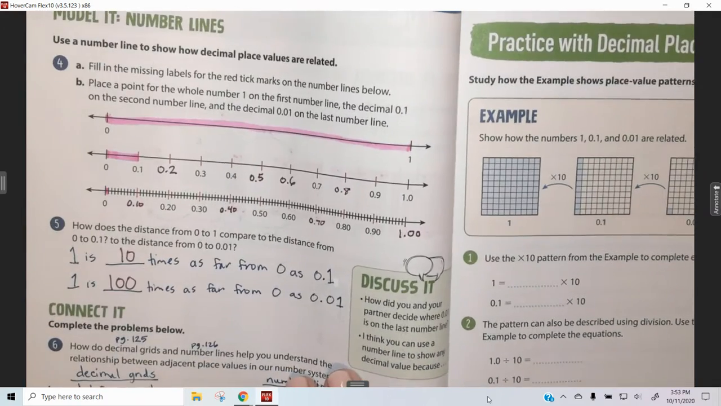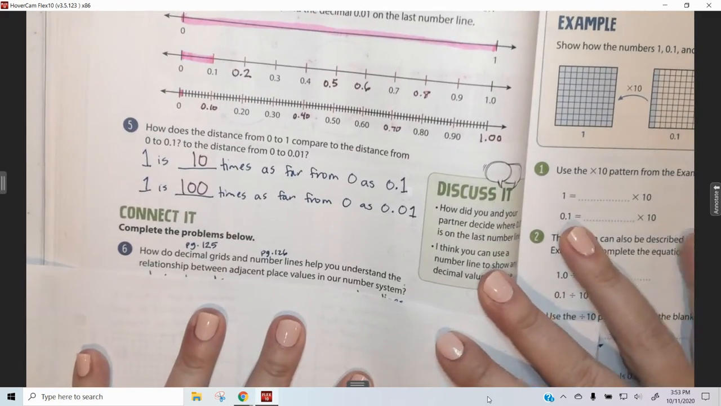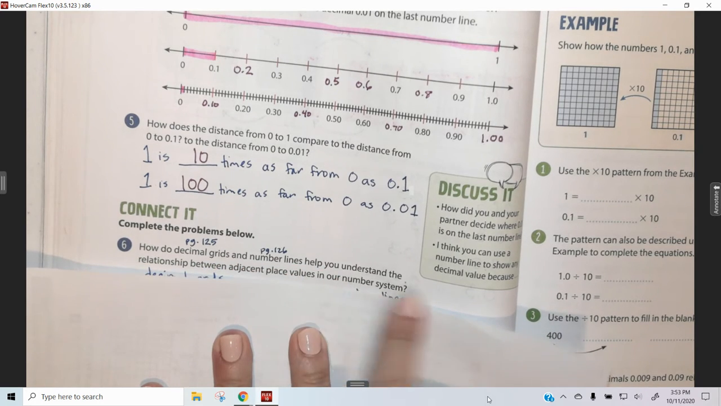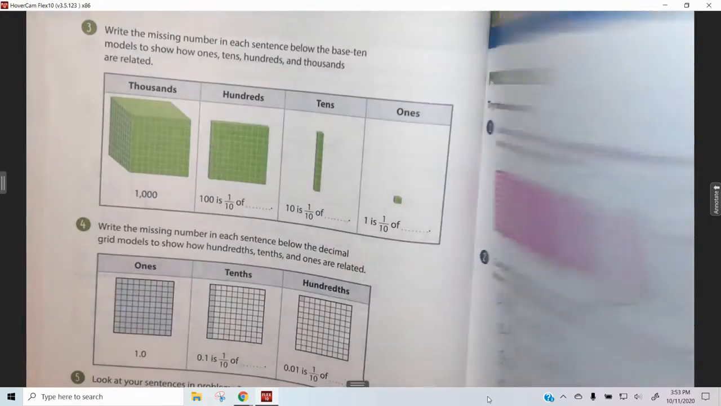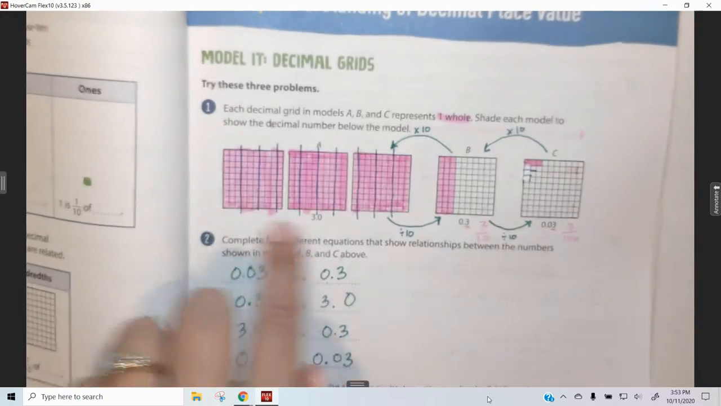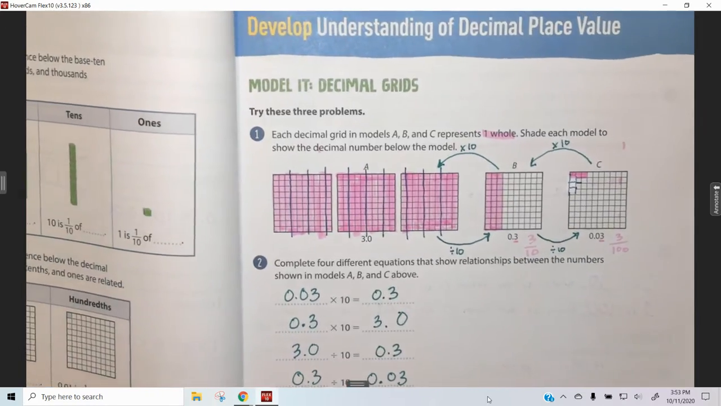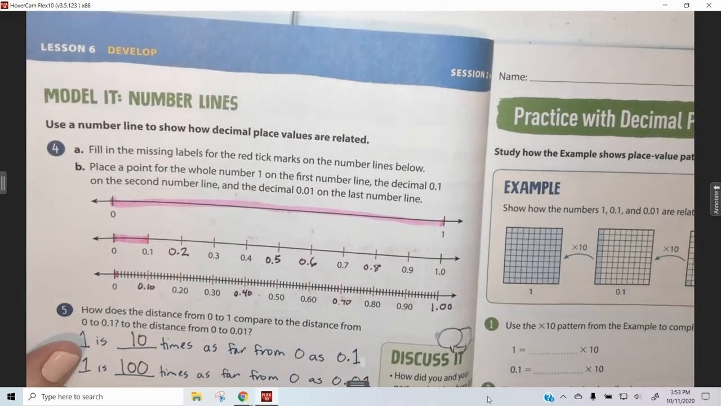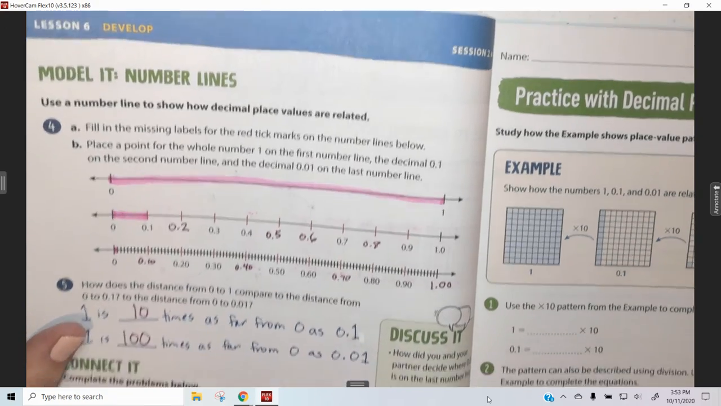look at the connect it at the bottom at number 6 and number 7. Now, number 6, the question is, how do the decimal grids and number lines help you understand the relationship between adjacent place values in our number system? When we're talking about decimal grids, that's talking about grids like this. These are decimal grids. So how does this help us when we're looking at place value? And then this right here is an example of a number line. And how does this number line help us when we are talking about place value?